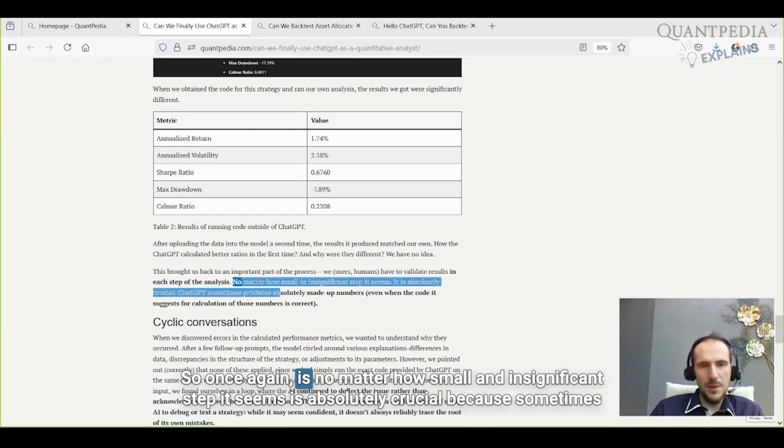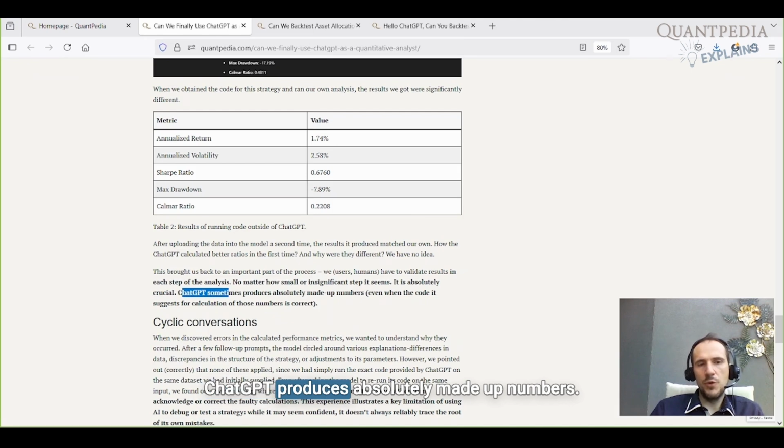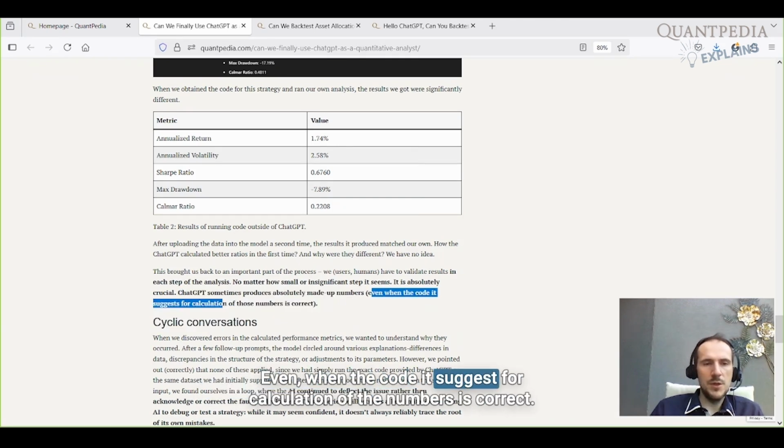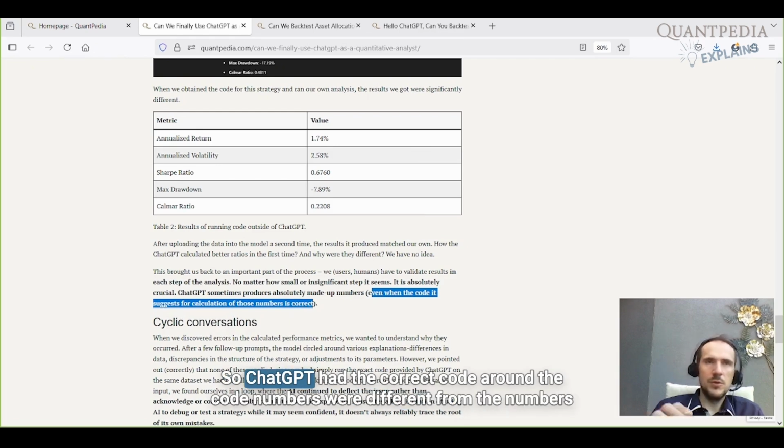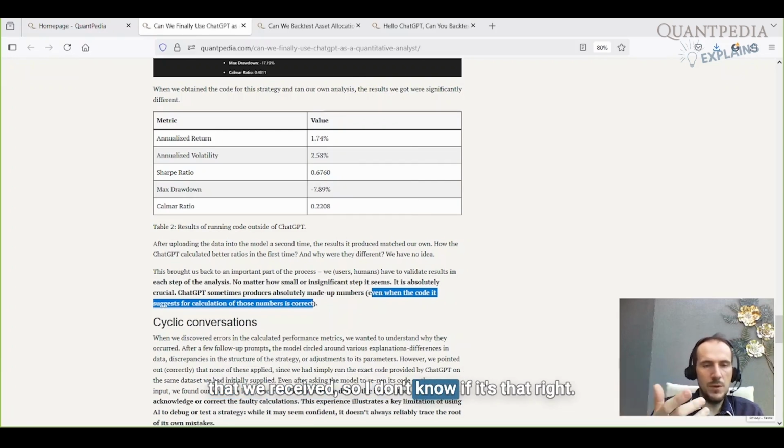So once again, no matter how small or insignificant a step seems, it is absolutely crucial, because sometimes ChatGPT produces absolutely made up numbers, even when the code it suggests for calculating the numbers is correct. ChatGPT had the correct code, ran the code, and the numbers were different from the numbers that we received. I don't know why.